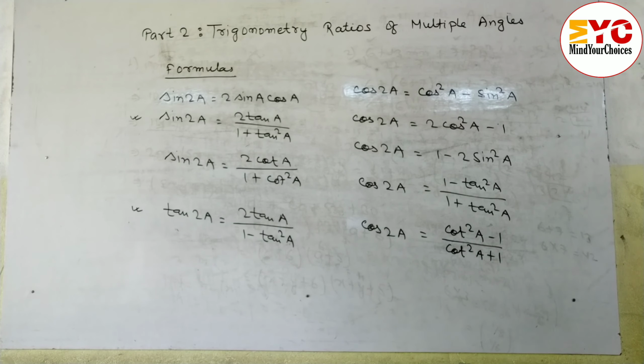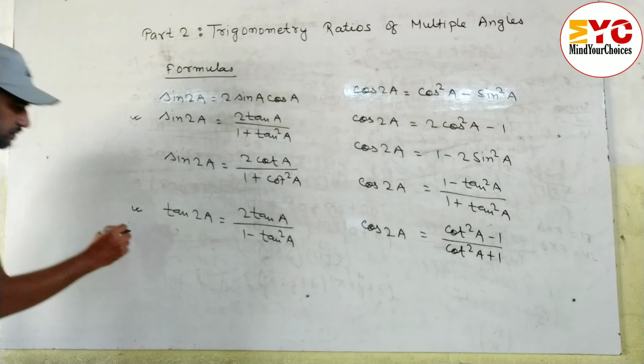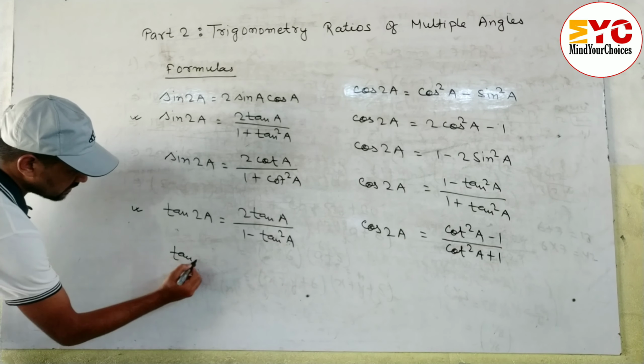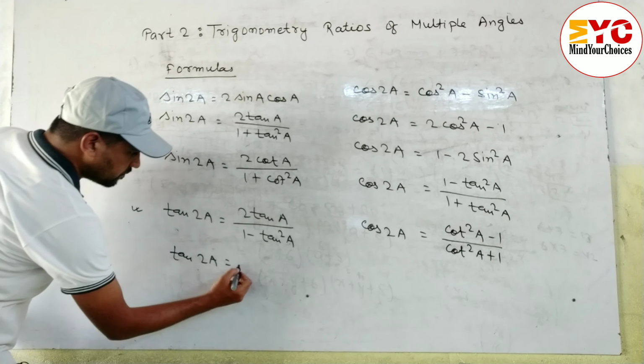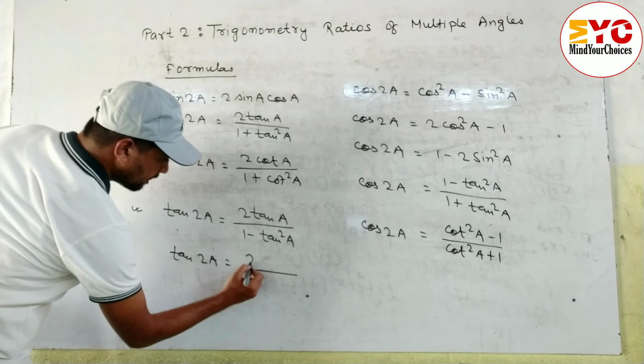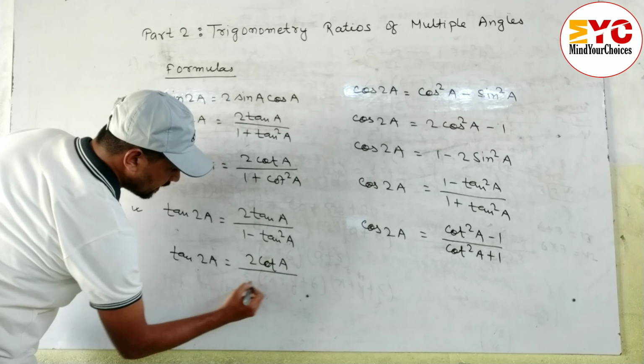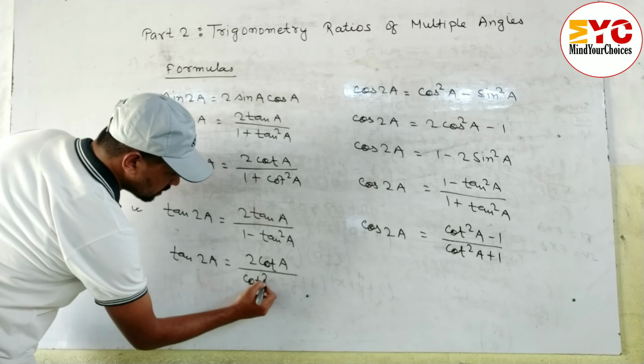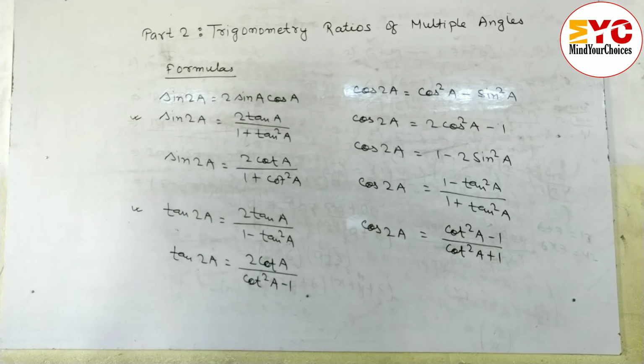Similarly, tan 2a in the form of cot is 2 cot a by cot square a minus 1, but we need it in the form of tan; cot is very rarely used. Okay, hope you copied up to here.